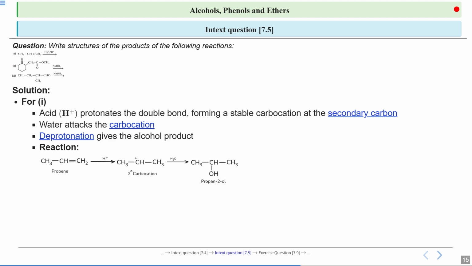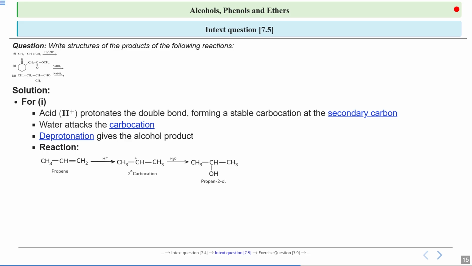Now the water molecule will attack this carbocation and form CH3CH(O+HH)CH3. Okay. Now what will happen? After the deprotonation process, you will get an alcohol product. So one H positive will be removed, and the oxygen will attract the hydrogen-oxygen bond electrons towards itself and form a stable alcohol, that is propan-2-ol.